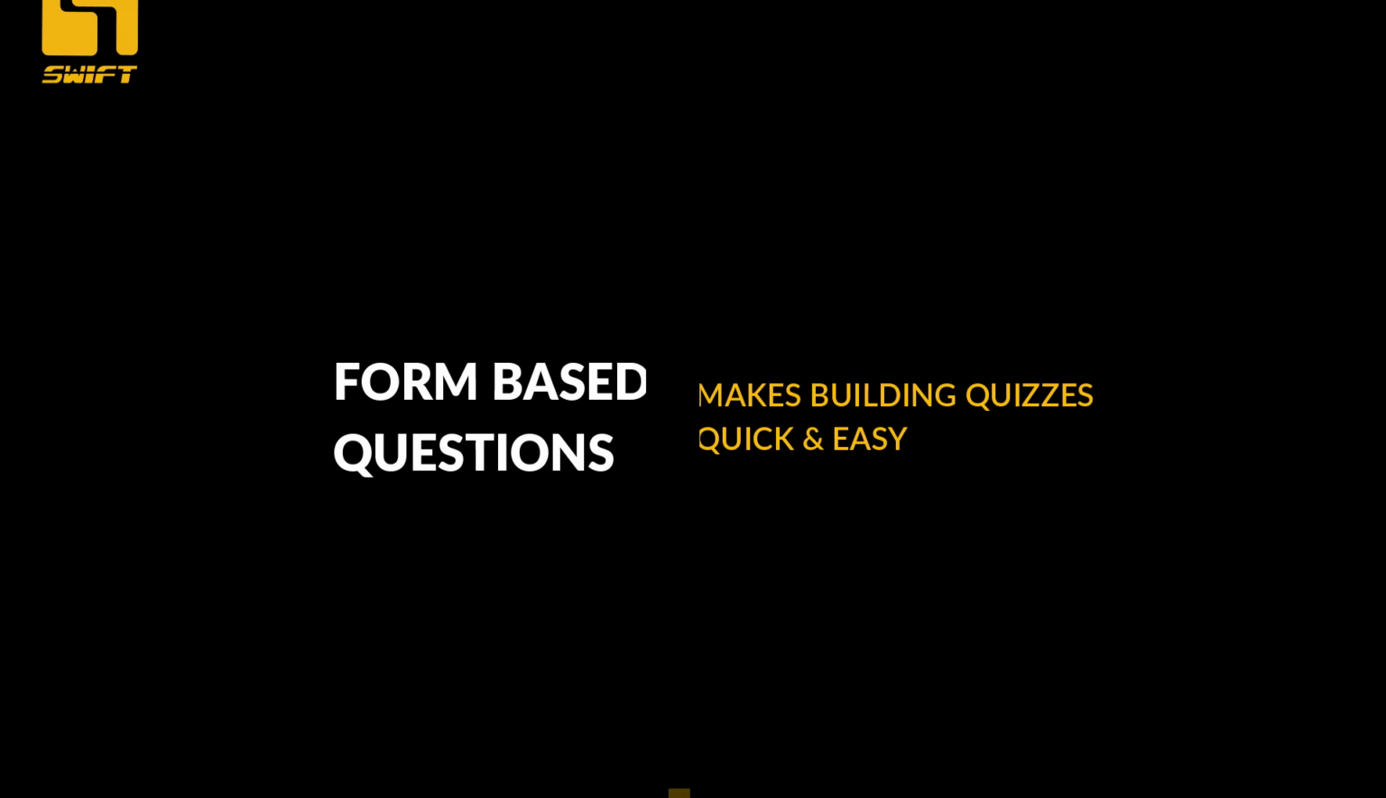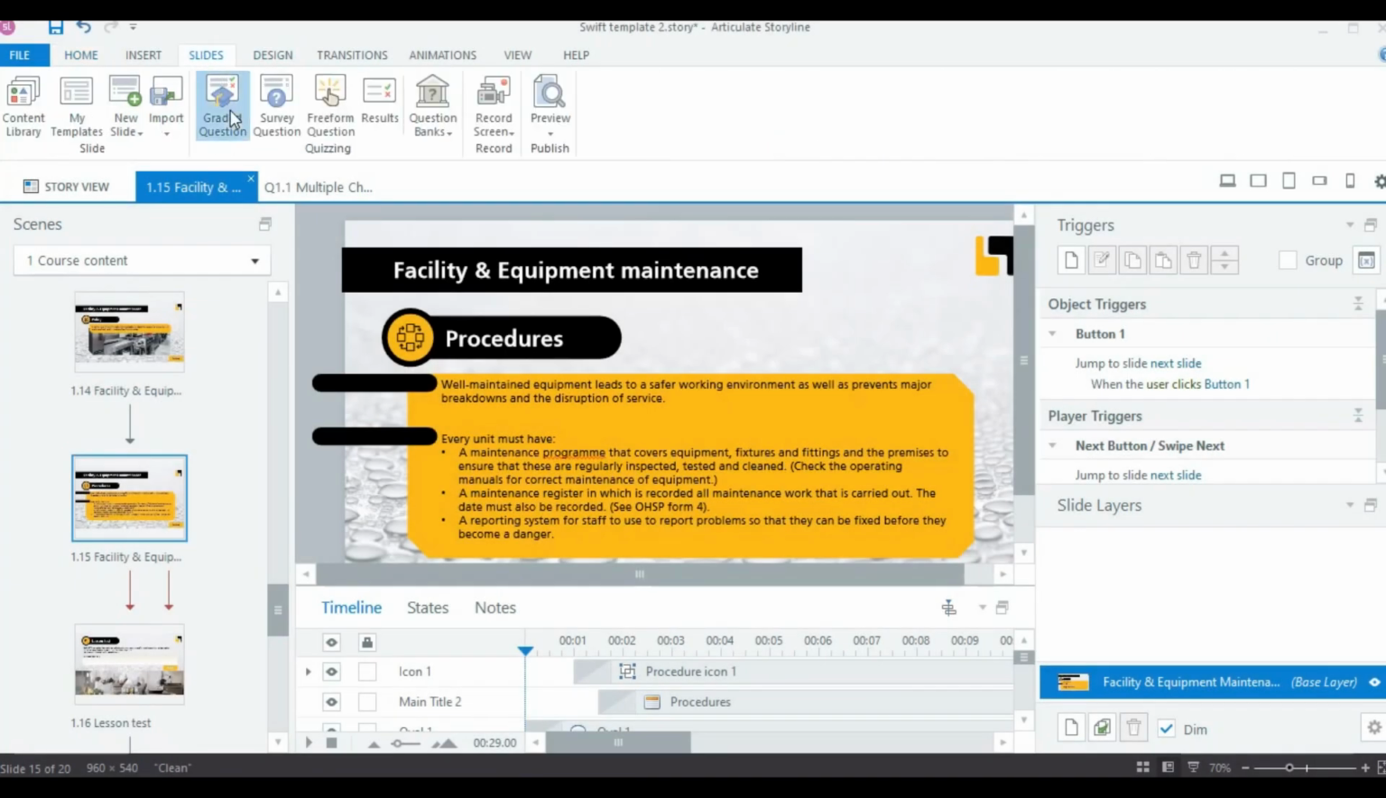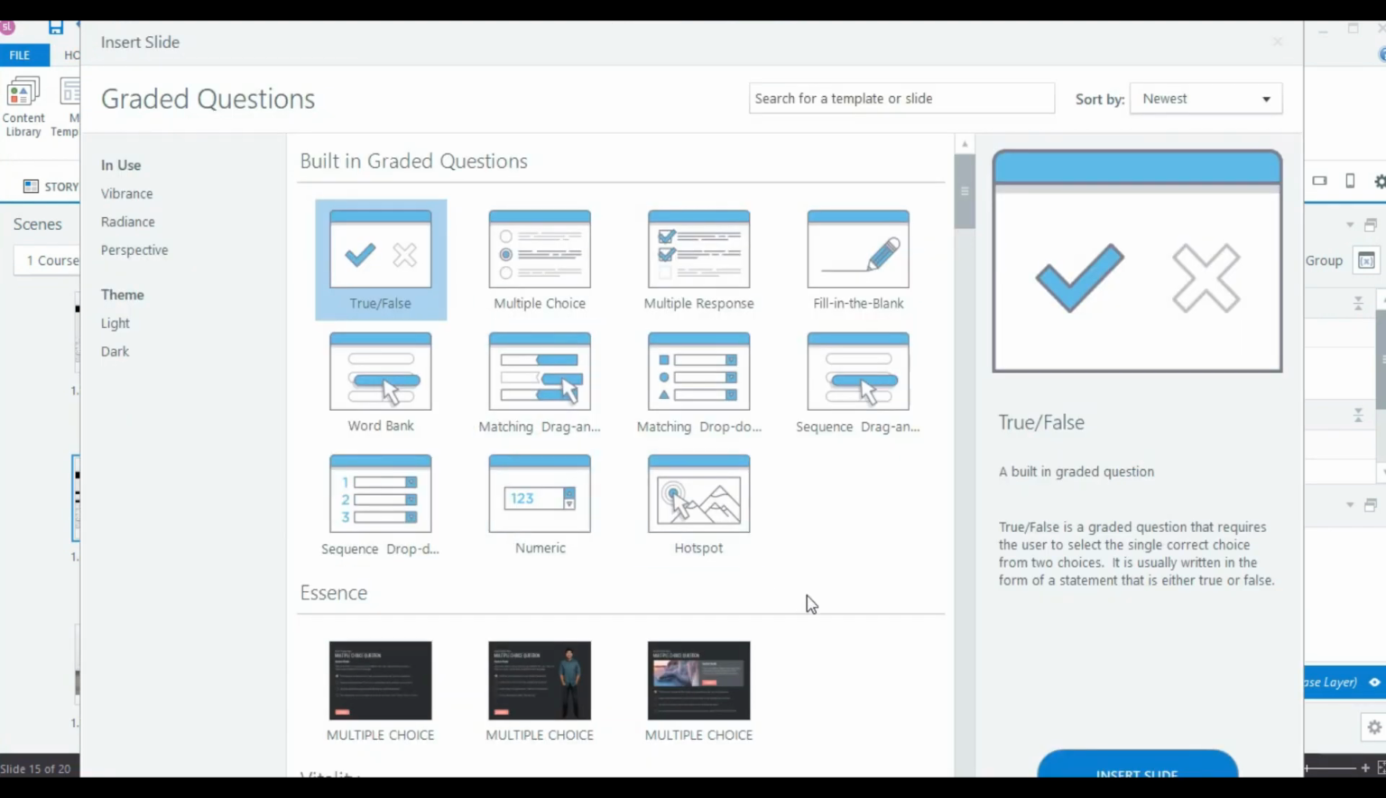Quiz, form-based questions. Storyline's graded questions are form-based, which makes building quizzes quick and easy. Here's how it works. To insert a graded question, go up to the Slides tab on the ribbon and click Graded Question. The slide browser includes both the default built-in questions as well as the professionally designed content library questions.